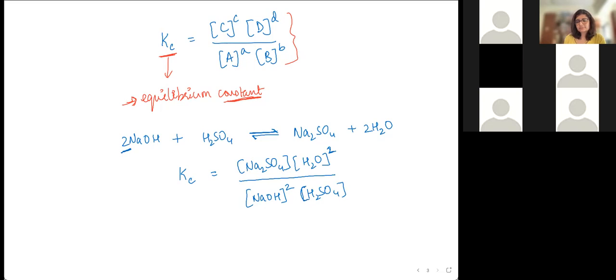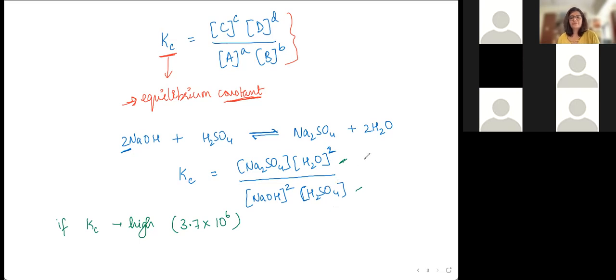Now, let's take hypothetical values for Kc. Let's say Kc is a really high value, something like 3.7 into 10 raised to the power 6 for a temperature. Numerically, if you were to get a really large number by dividing two quantities, what can you say about these two quantities? The numerator will be bigger than the denominator. The numerator will be the bigger number, while the denominator will be a smaller number.